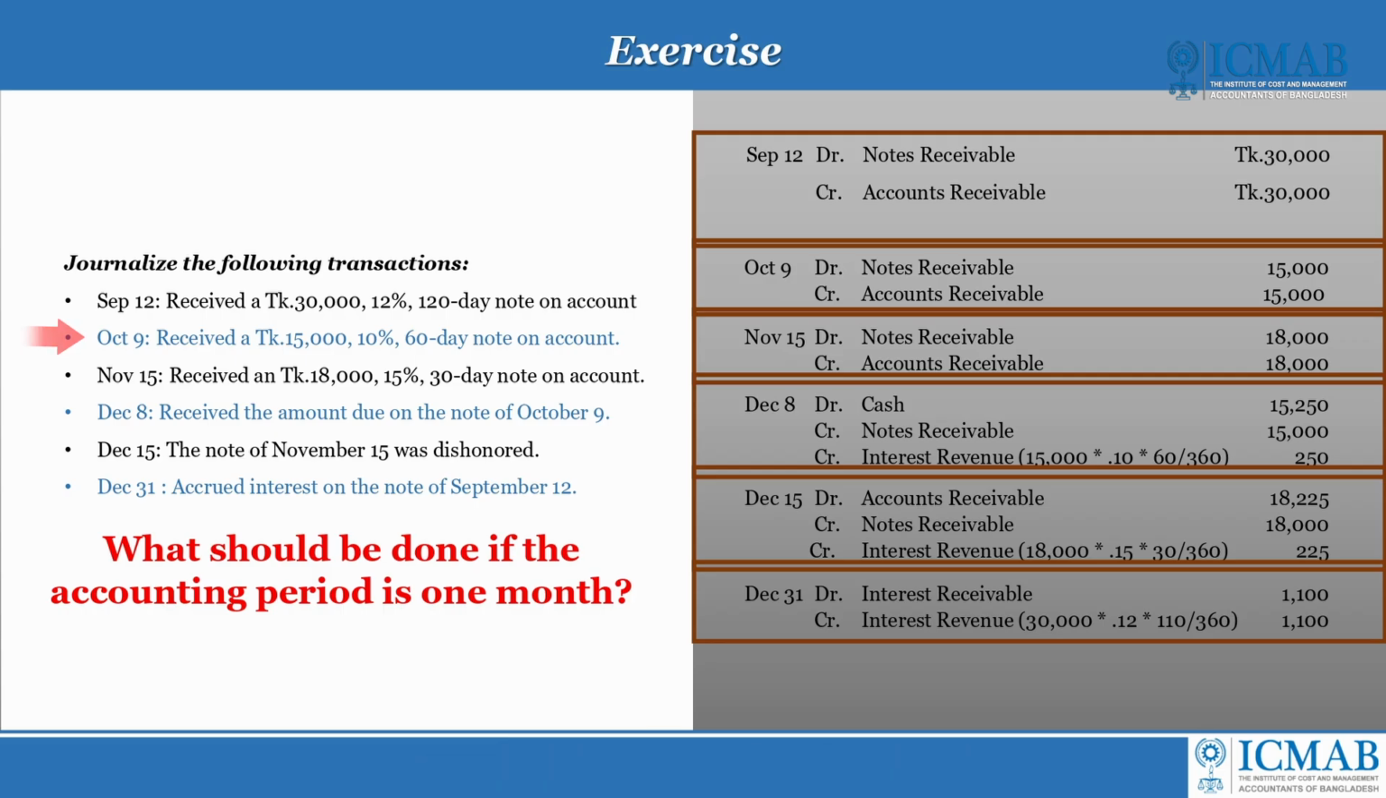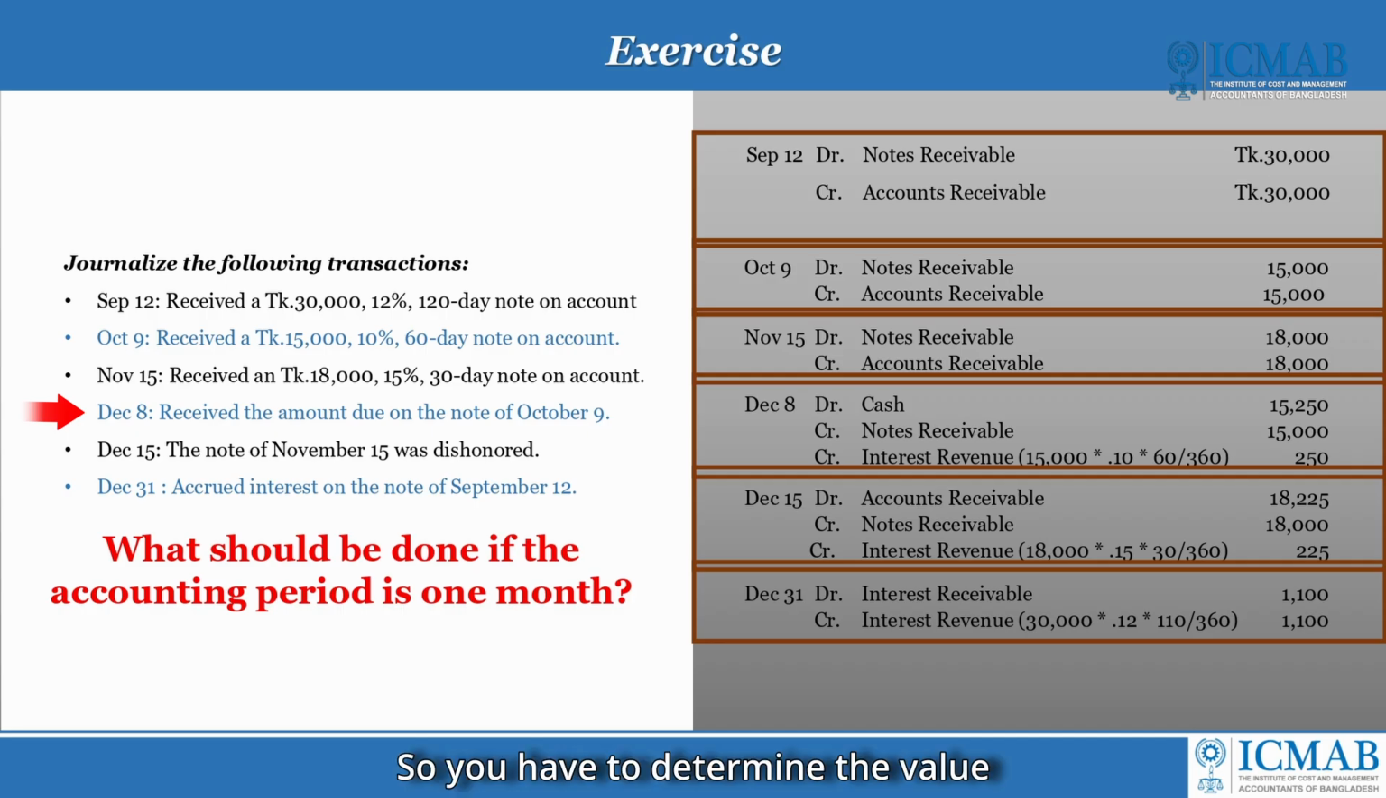15,000. Then on November 15th, you have received taka 18,000 15% 30-day note on account. So again the journal entry should be same, that means note receivable account debit and account receivable account credit. Then on December 8 you have received the amount due on the note of October 9 with interest.